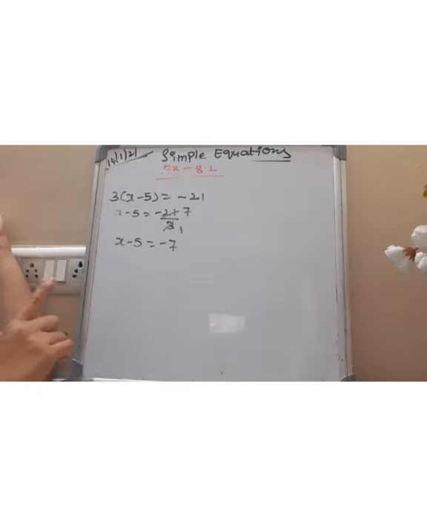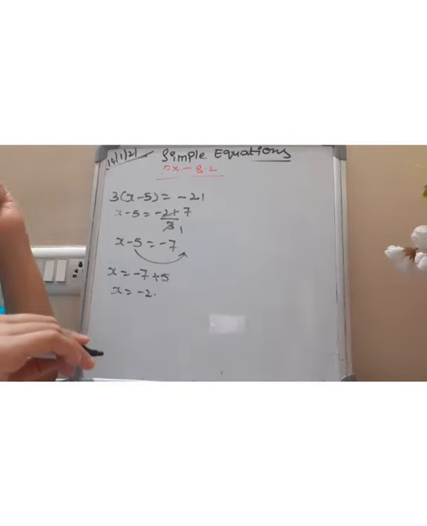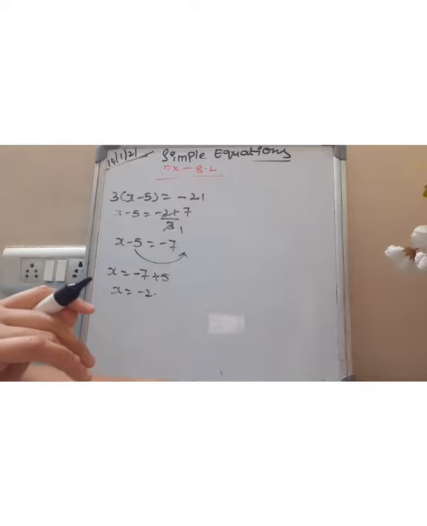Again we have to remove negative 5 along with the x. So we will send negative 5 to the other side. What will happen when we send it? Negative 7 plus 5. So x is equal to negative 2. Clear children? Yes, I hope it is clear.